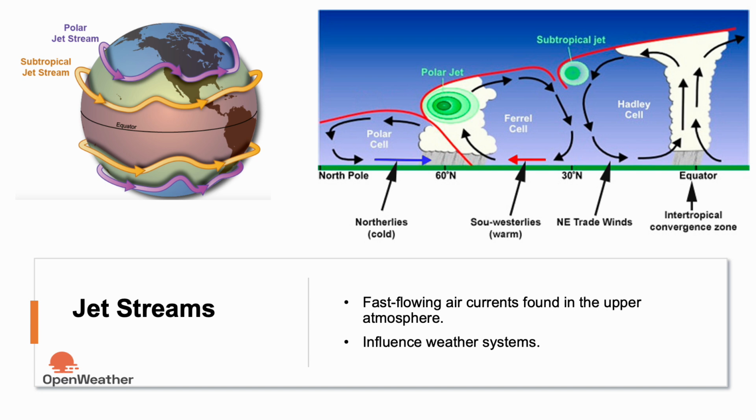Jet streams are influenced by the Earth's rotation and temperature differences between equatorial and polar regions, helping to steer weather systems across the globe.